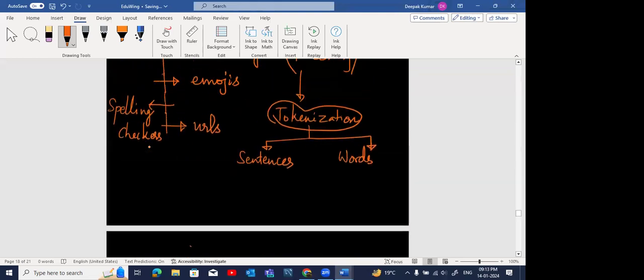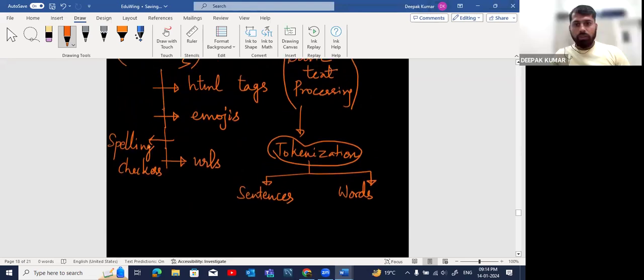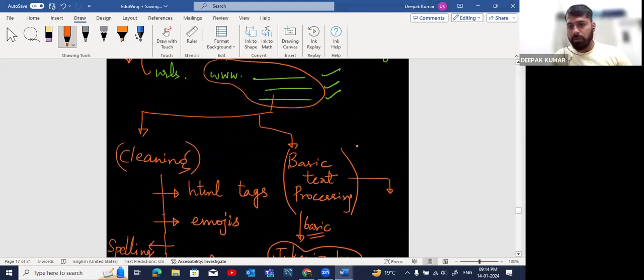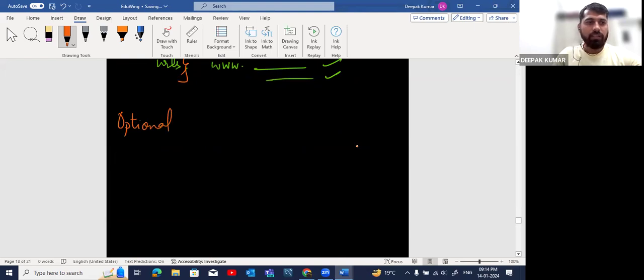Yes. Thank you. So this is called basic processing. If I do this, I'll say optional processing. Now, what is optional? I'll elaborate here. When I say optional processing, actually they are required, but it depends on what data set we are handling.